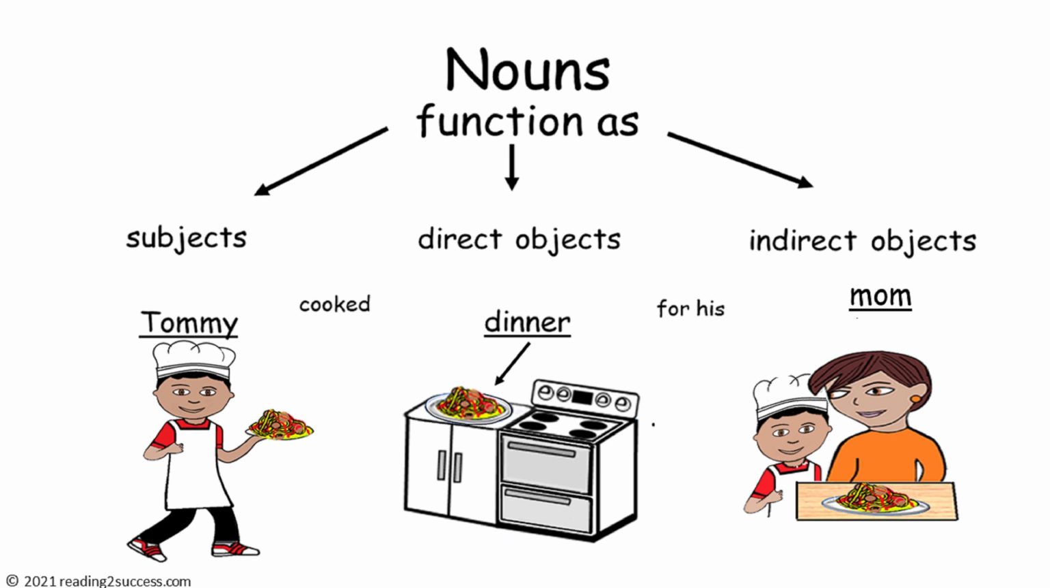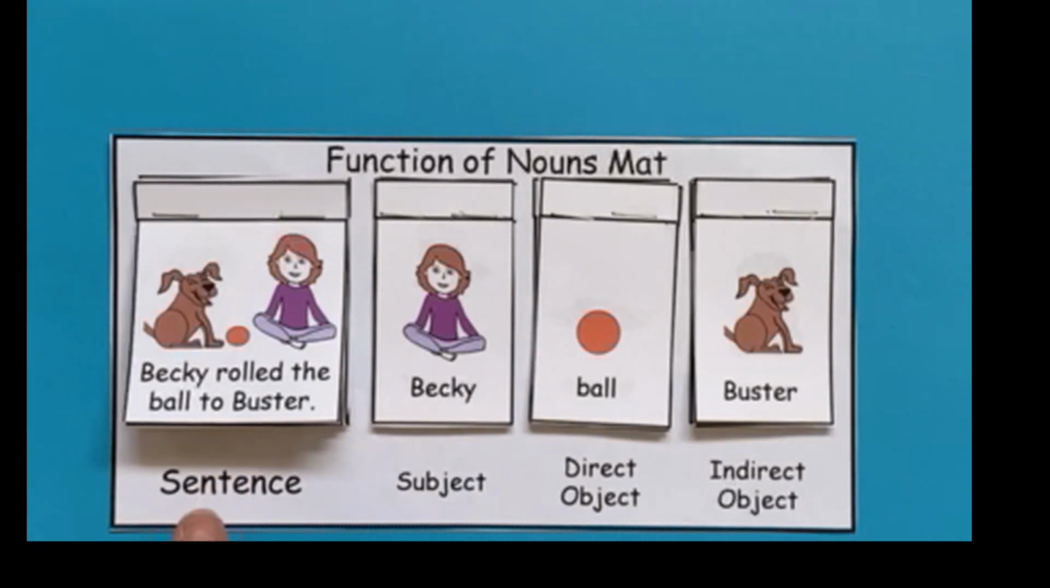The video will focus on nouns that function as subjects, direct objects, and indirect objects. It will close with a fun review activity called the Functions of Nouns mat, where kids must read the sentence and then determine the correct subject, the correct direct object, and the correct indirect object.